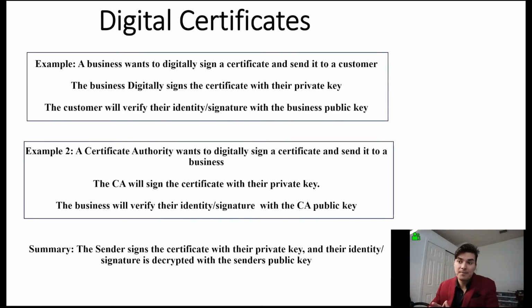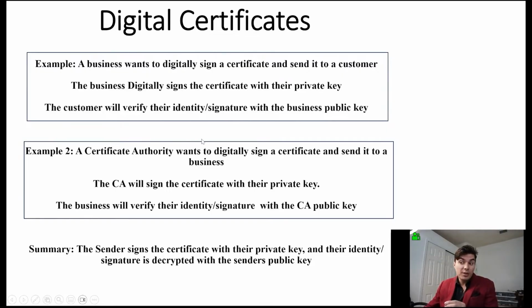So here's an example. A business wants to digitally sign a certificate and send it to a customer. The business digitally signs the certificate with their private key. Whenever you're signing, it's always done with the private key, and whoever's signing it, it's their key. The customer will then verify the signature with the business's public key, because it's the business that is signing it and sending it out.